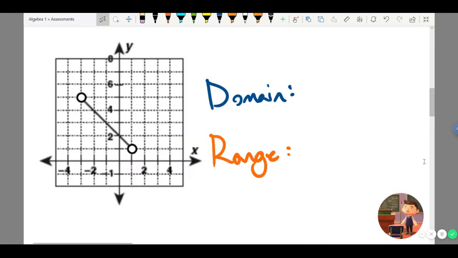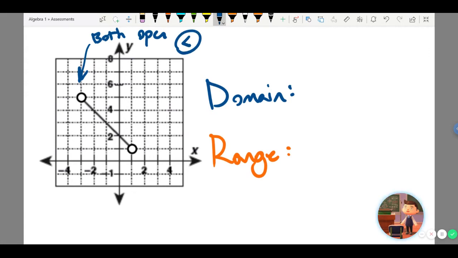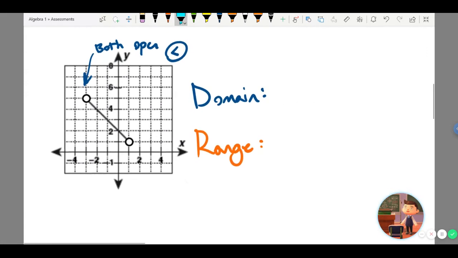Let's do one more. Okay, taking a look at this function, I'm going to start with domain once again. I know that if I have both open circles, both are open. So it doesn't matter domain or range, since both my circles are open here, I'm definitely going to be using the less than sign as I write my domain and range in interval notation.